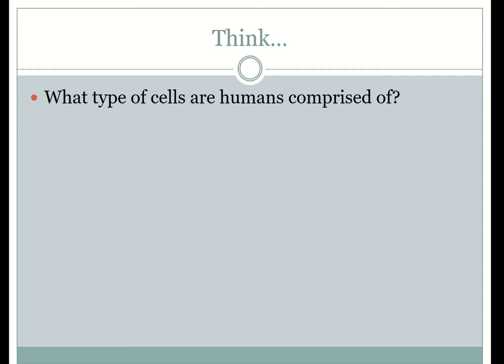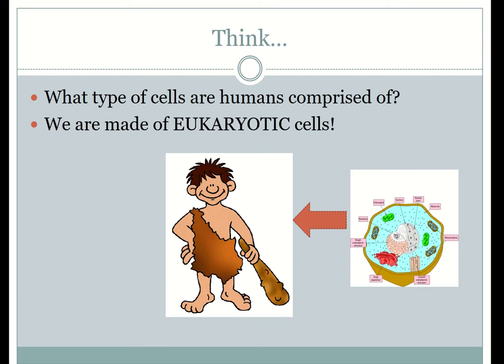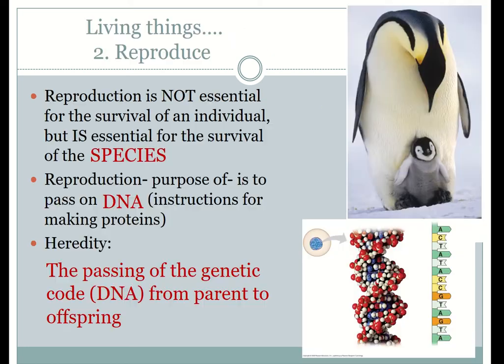So I want you to just stop and think, what kind of cells are humans comprised of? So the answer is we're made of eukaryotic cells. All of our cells have membrane-bound organelles that perform different functions within those cells.